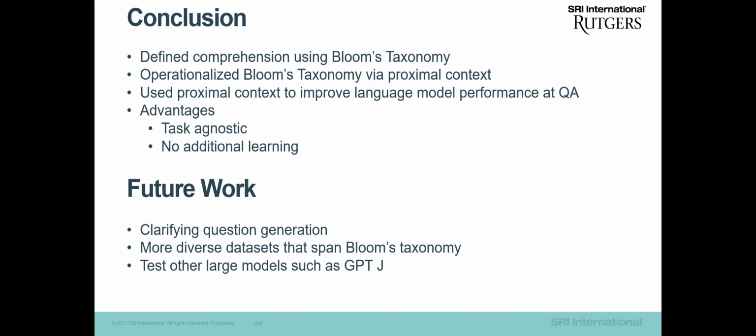So in conclusion of this part of the talk, what we did was we defined comprehension using a hierarchical description of skills, and then we operationalized this taxonomy using the notion of proximal context, which means that we are going to use prompts that are from the next lower level of the hierarchy. And what we have shown is that we have outperformed the state of the art. Then we have also looked at how things perform across the sizes of models.